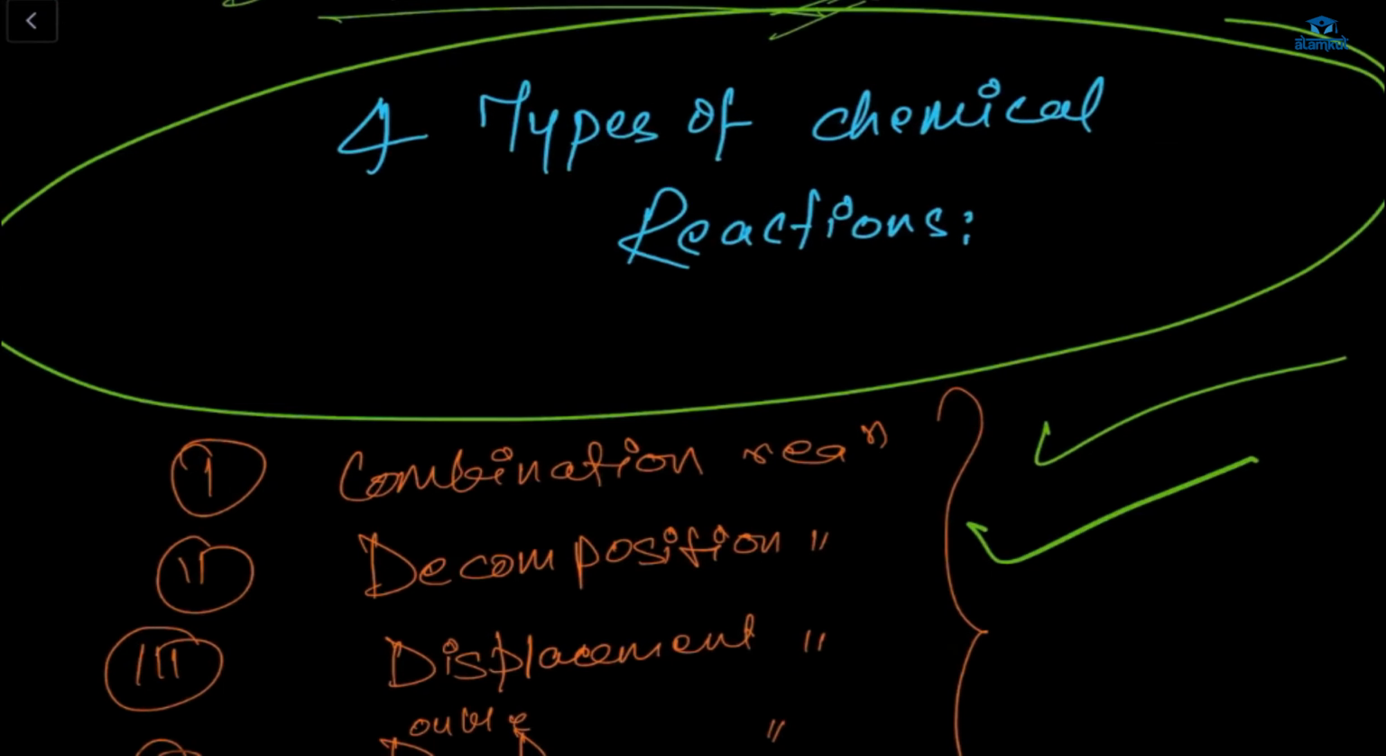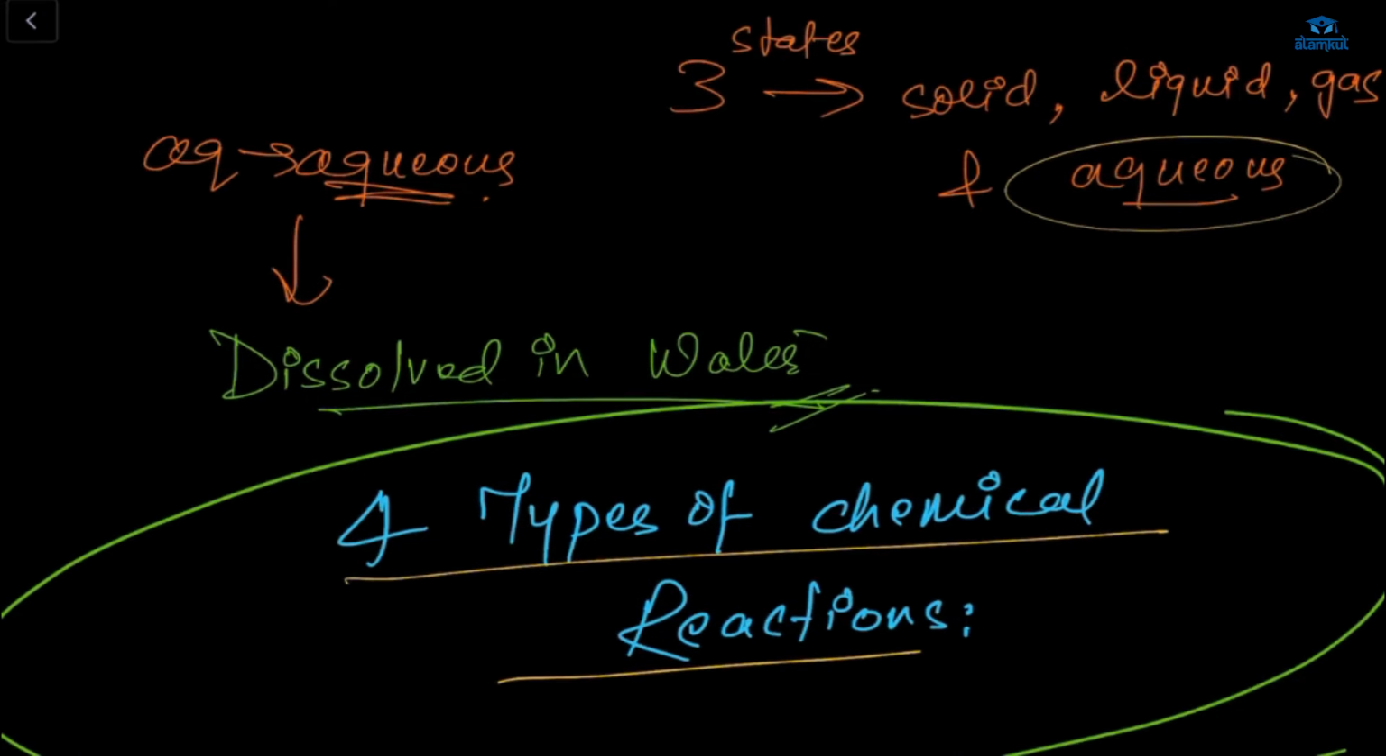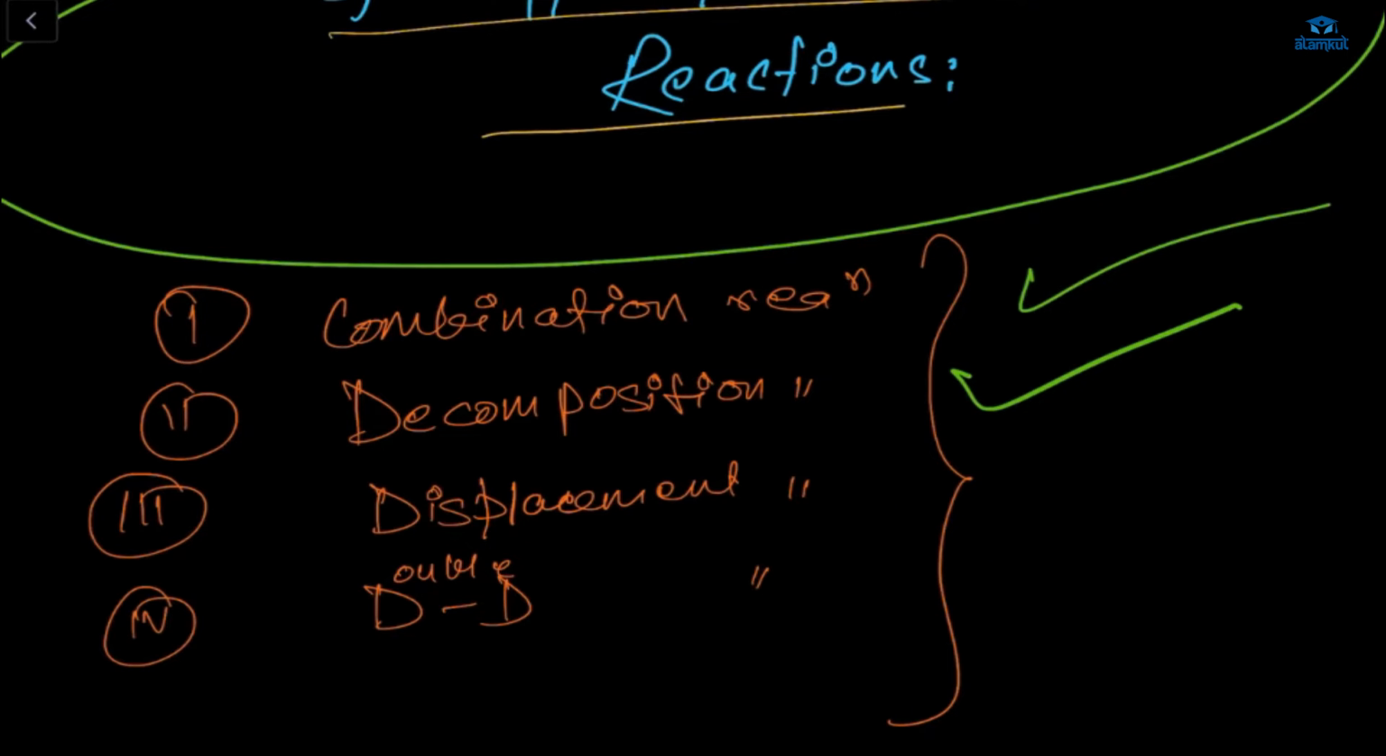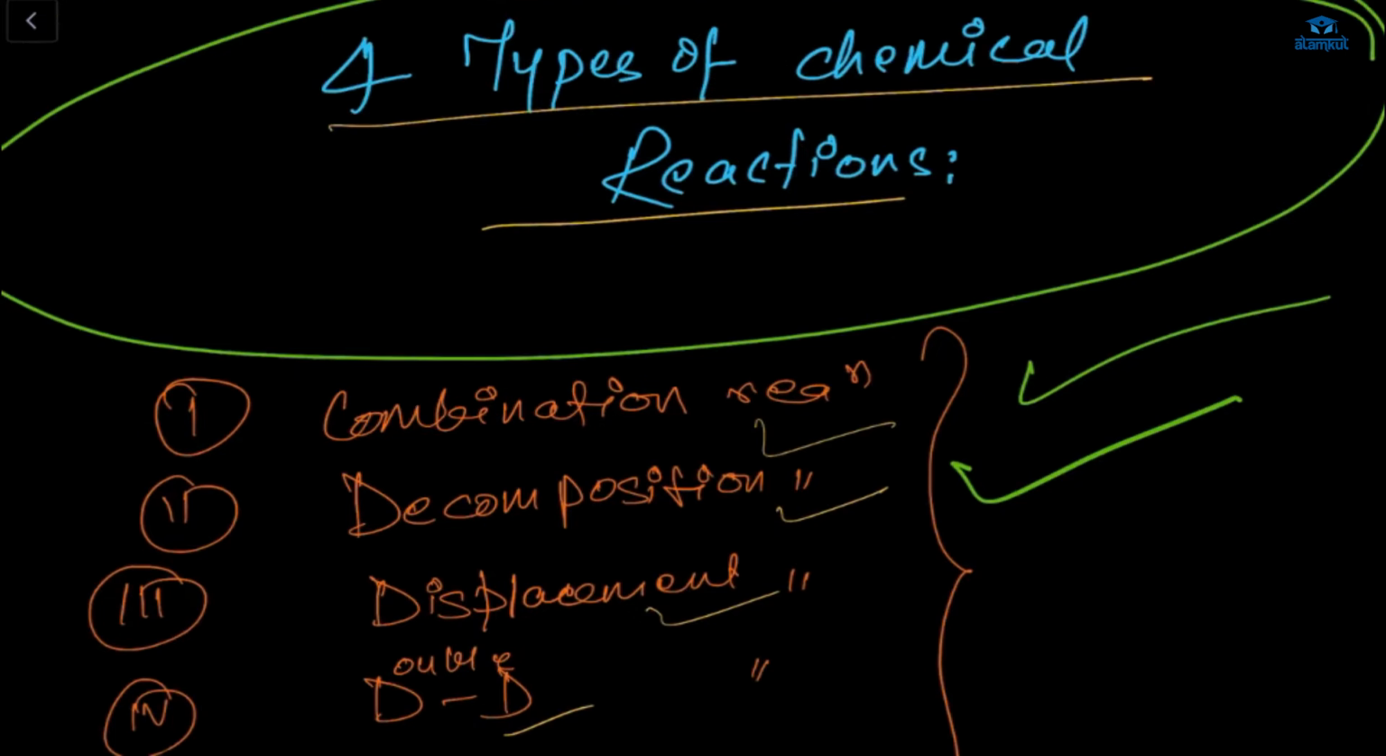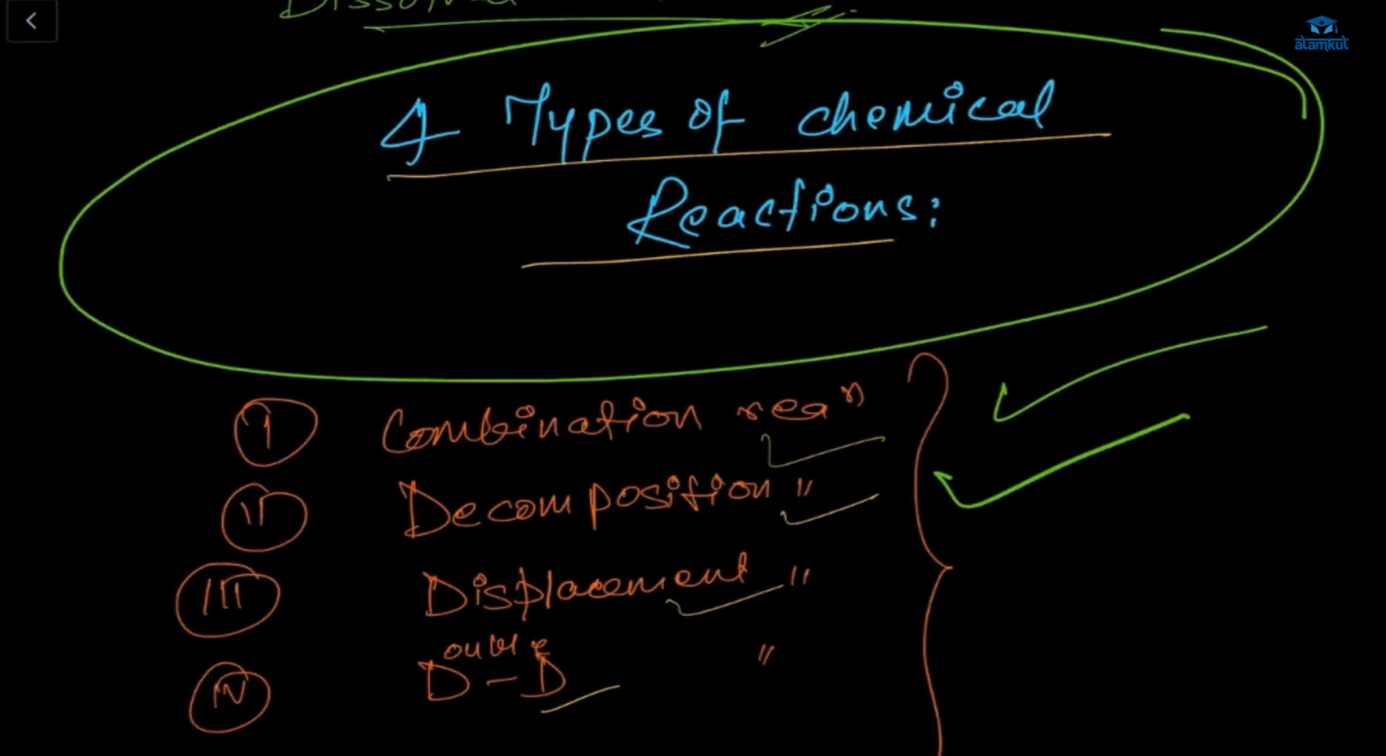Now, that day we discussed the 4 types of chemical reactions. Will you please tell me, Rudronial, what are the types of chemical reactions? Combination, decomposition, displacement, double displacement. Yes, very good. Navya, now we have 4 types of chemical reactions. One is combination, second one is decomposition, third one is displacement, and the fourth one is double displacement.